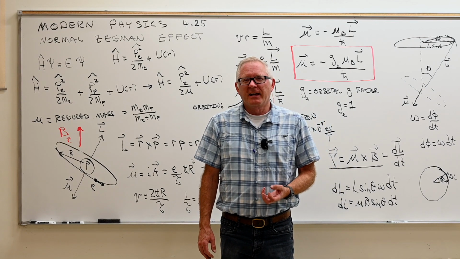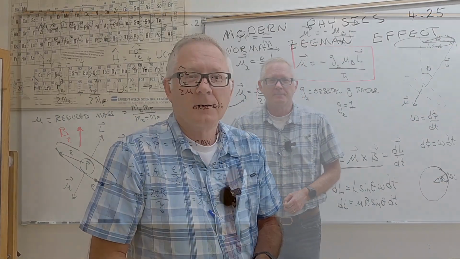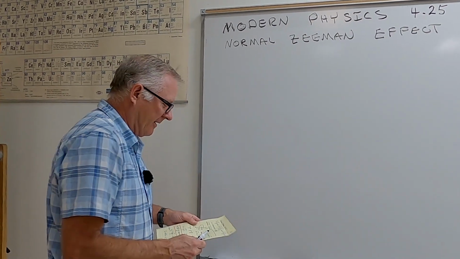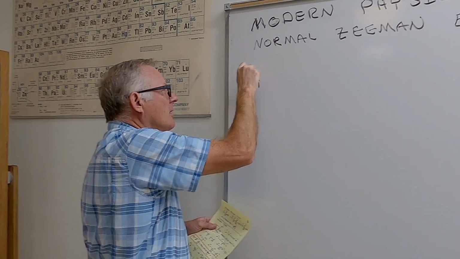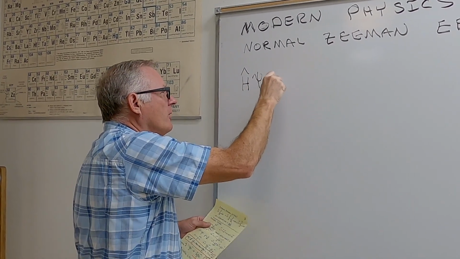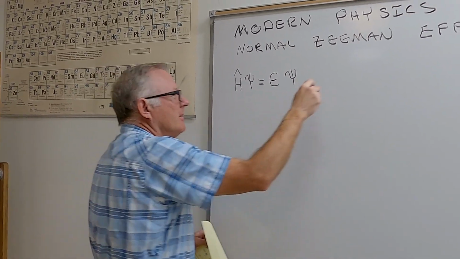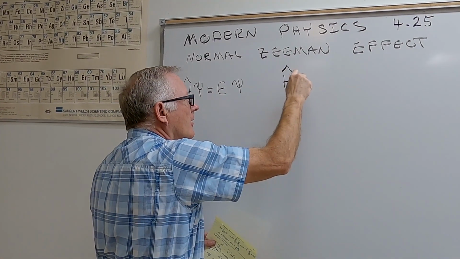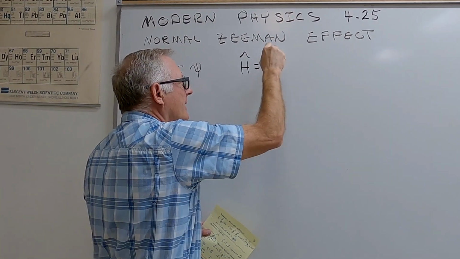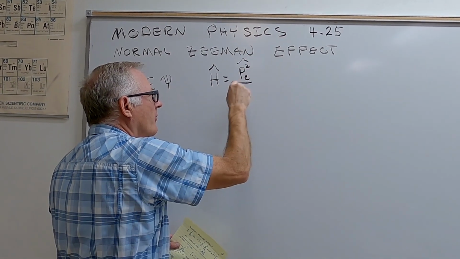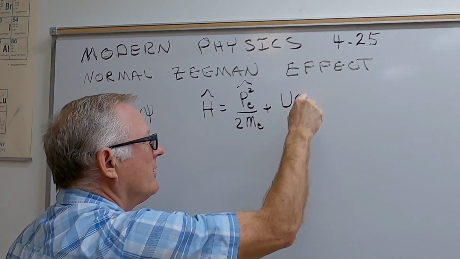So in this lecture, we're going to go through the normal Zeeman effect. Before I go into this Zeeman effect, I just wanted to remind you, remember we said Hψ = Eψ, where H was the kinetic plus the potential. It was P_e squared average over 2m of the electron plus U(r).